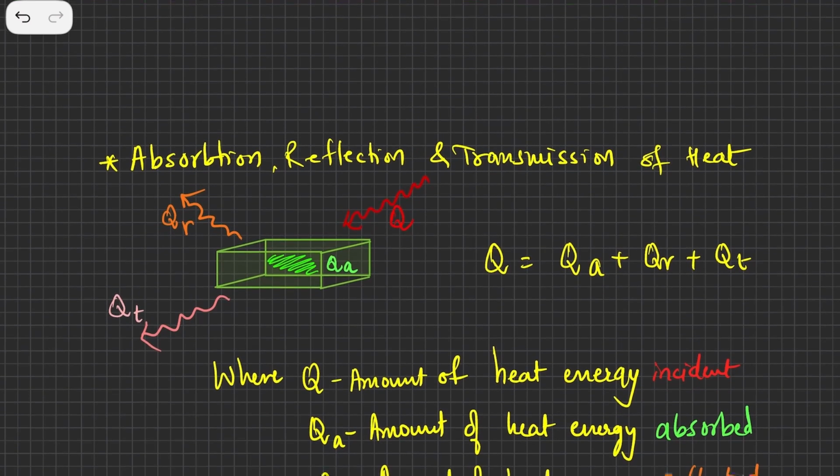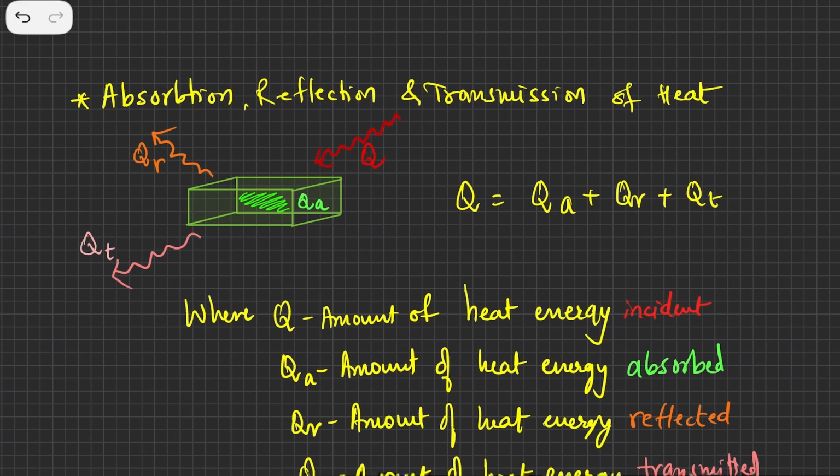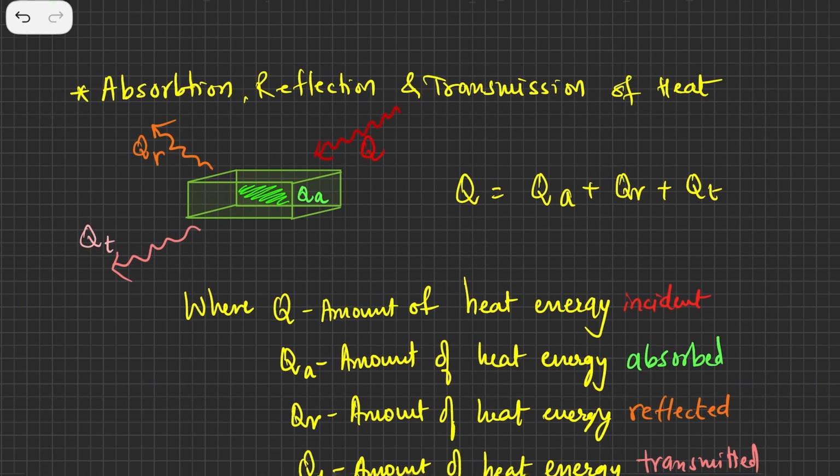Now let's get back to our topic. The topic's name is absorption, reflection and transmission of heat. So how a body can absorb, reflect and transmit heat radiation, we are going to discuss in this particular video.